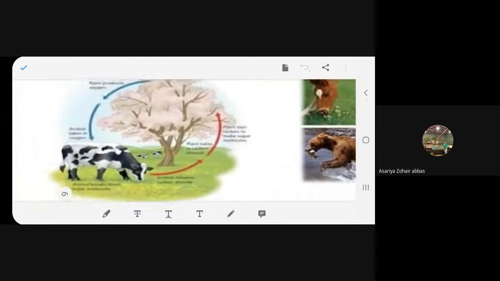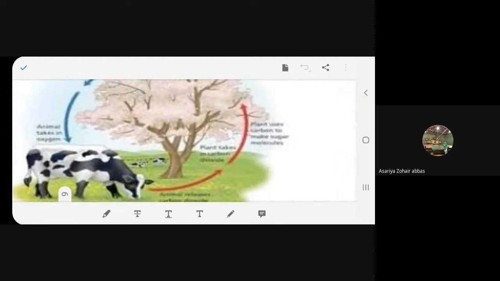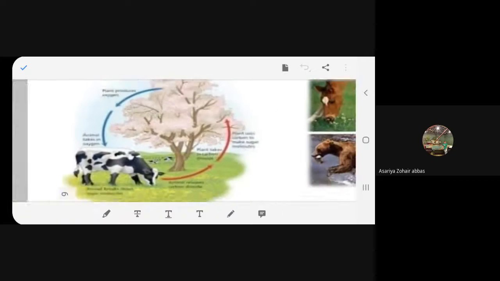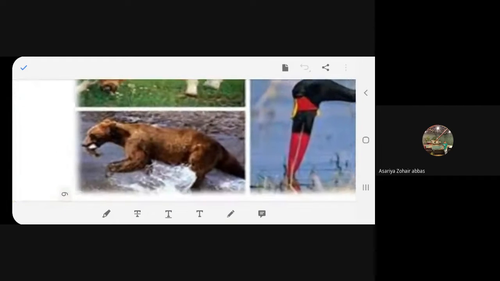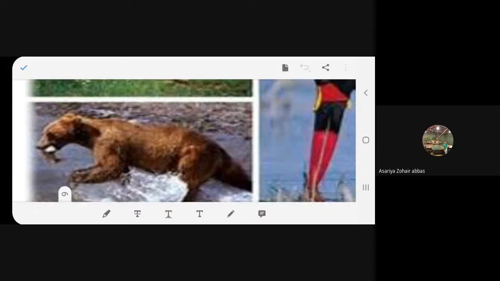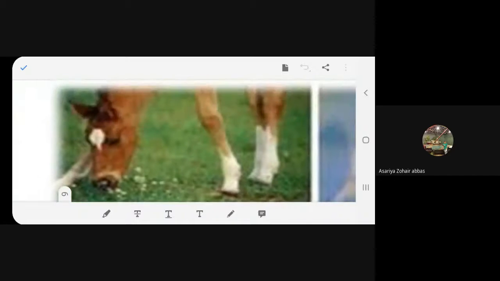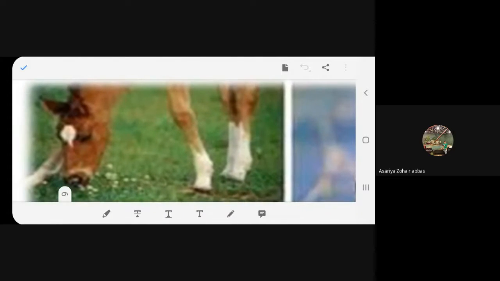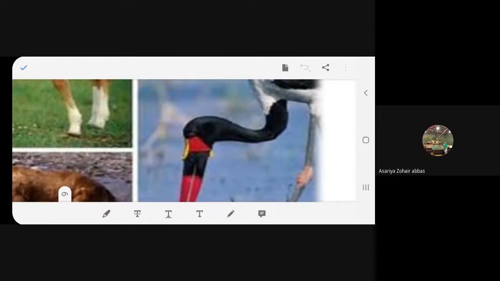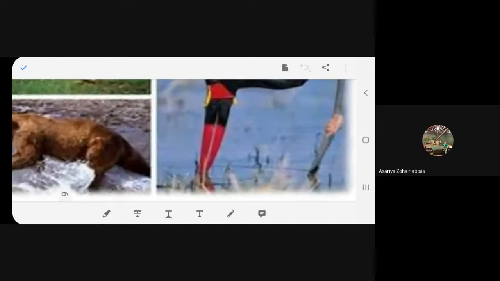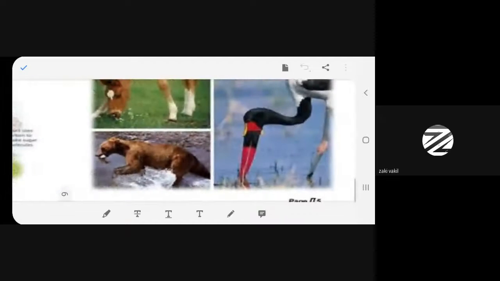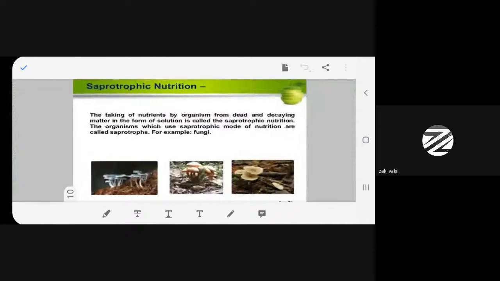So you can see over here, the cow depends on grass, isn't it? It cannot make its own food, so it depends on grass for its food. Same way over here, the bear depends on fish for food. Here's the horse. It is eating grass. There is a crane which is depending on the fish. You understand? So all these are heterotrophs. Any problem?